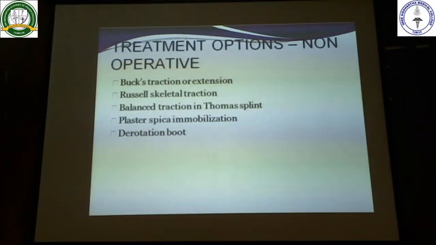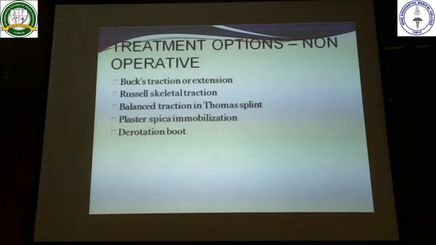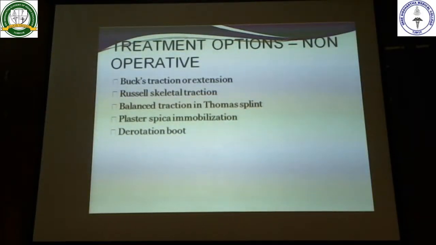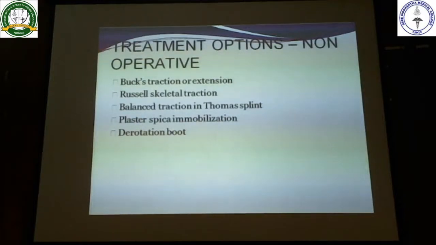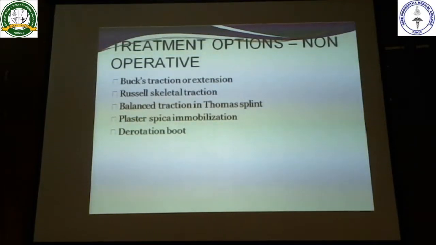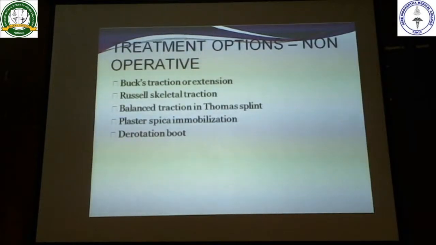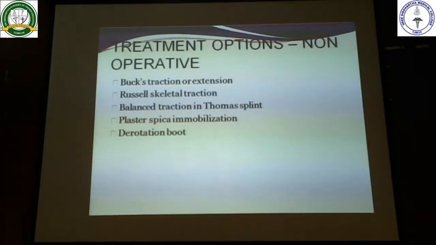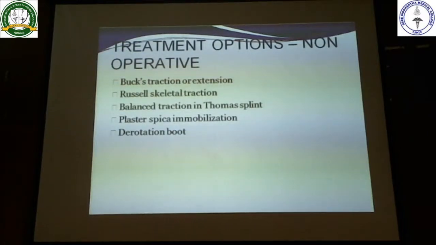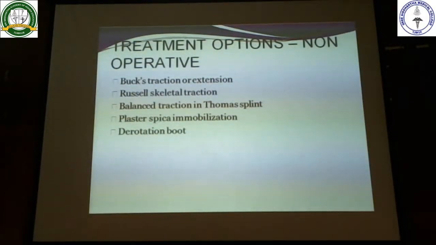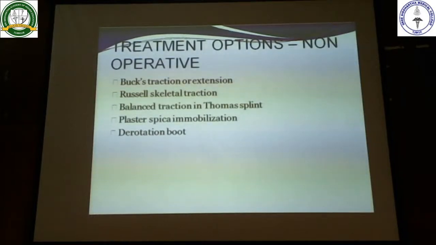So what are the various options where you can consider non-operative management, the different techniques of non-operative management? One is Buck's traction, which is nothing but skin traction, which you mentioned last time. The second one is Russell skeletal traction, which I already mentioned in shaft of femur fracture. I have already shown you that picture, so that is Russell skeletal traction. The third one is using a Thomas splint, balance traction, again mentioned in shaft of femur fracture. Then of course, plaster spica immobilization, right?